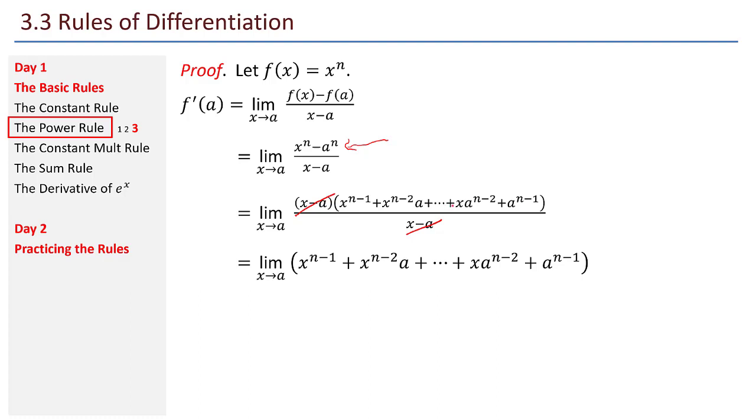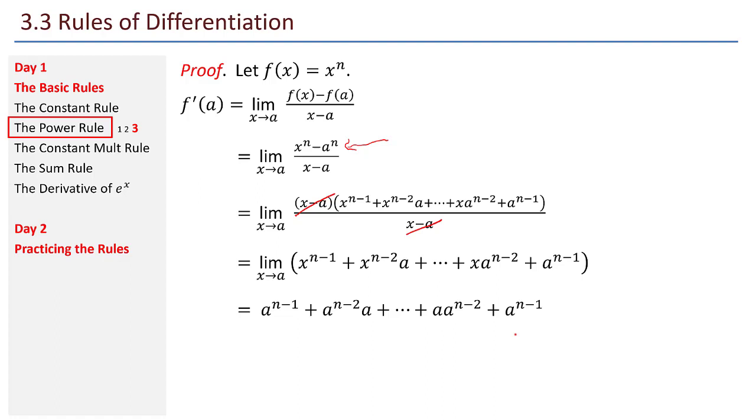So now, look how the pattern is. It's x to the n minus 1, x to the n minus 2 times a, and the powers on x go down and down and down. Eventually I get x to the 1 and then no power of x. And the powers of a increase. I have a to the 0 power, a to the 1 power, up and up and up, a to the n minus 2, and then a to the n minus 1. What's going to happen now if I take this limit as x approaches a? X will become a, and I end up with a whole lot of a's raised to powers.